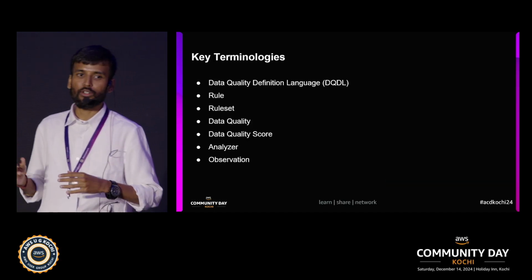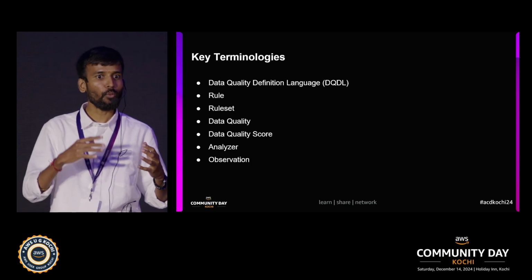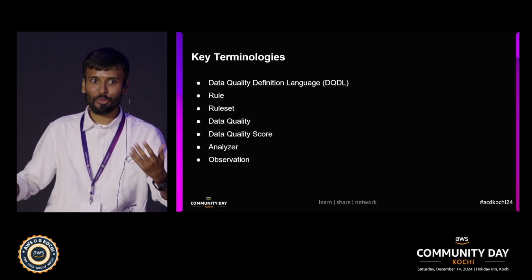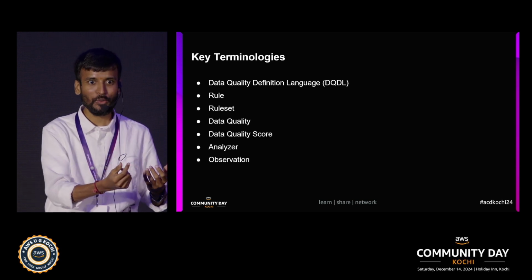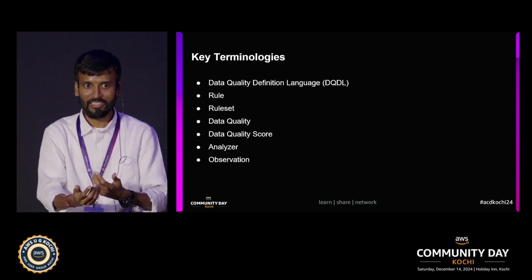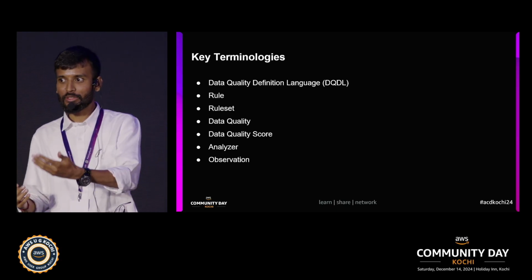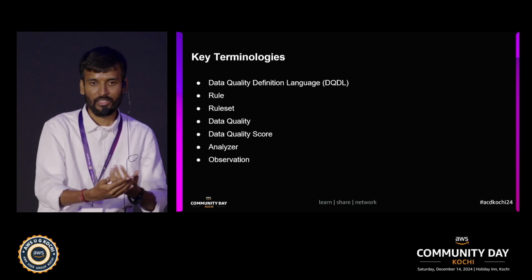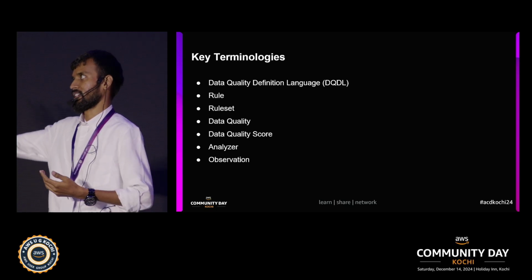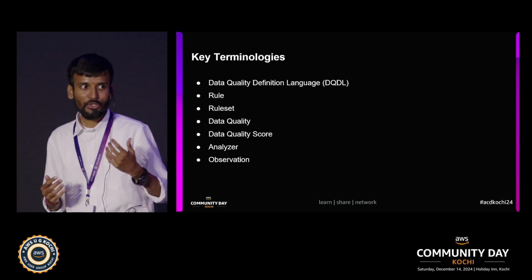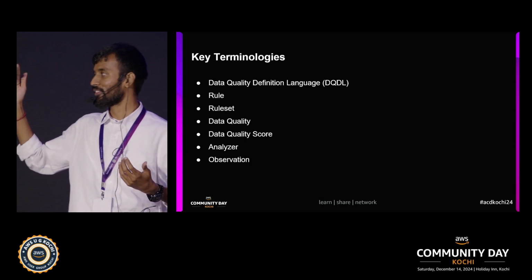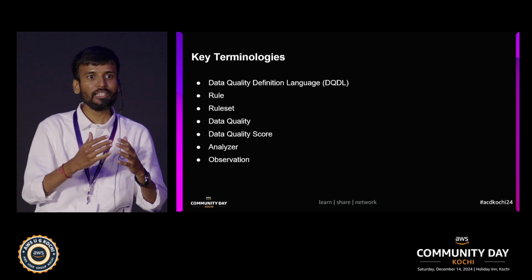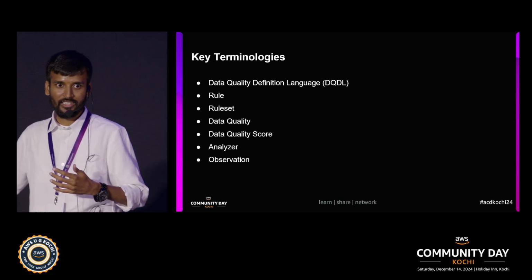These are all the key terminology. Before moving into anything, we need to understand what language we speak. Generally, we are both from Tamil Nadu, and when we come to Kerala, at least we know something to understand and ask. Similarly, if we are jumping into any new technology, we need to understand some key terminologies to talk about it. We'll start with the first thing, DQDL. DQDL is nothing but Data Quality Definition Language. In AWS Glue Data Quality, we define everything using this DQDL.